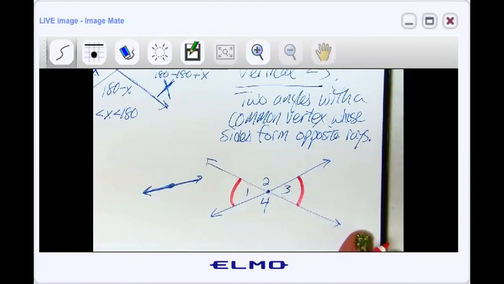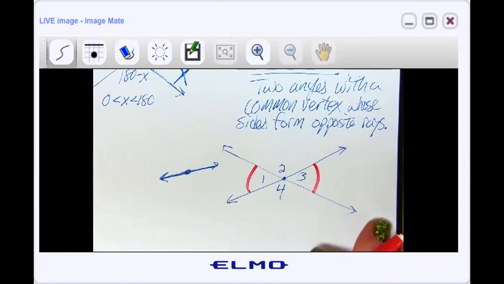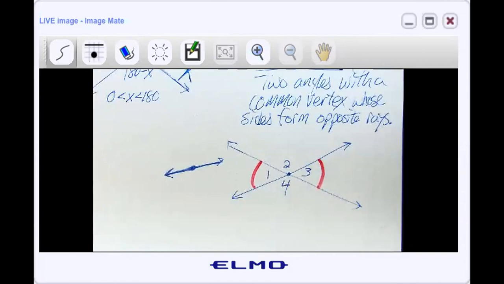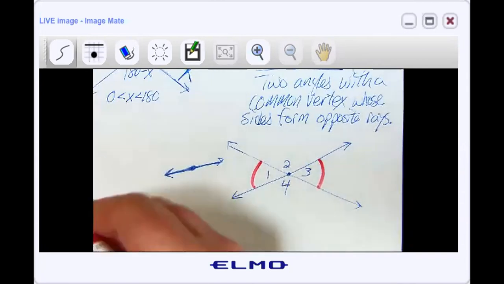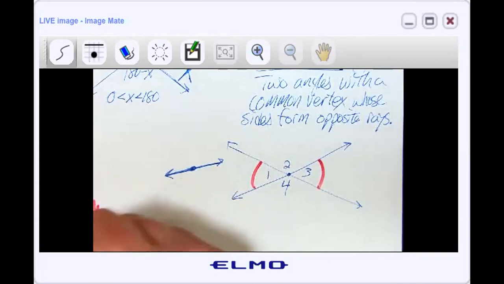A massive, massive deal. It's so massive that I'm not just going to star this. I'm going to fireworks this. So please make a big star.